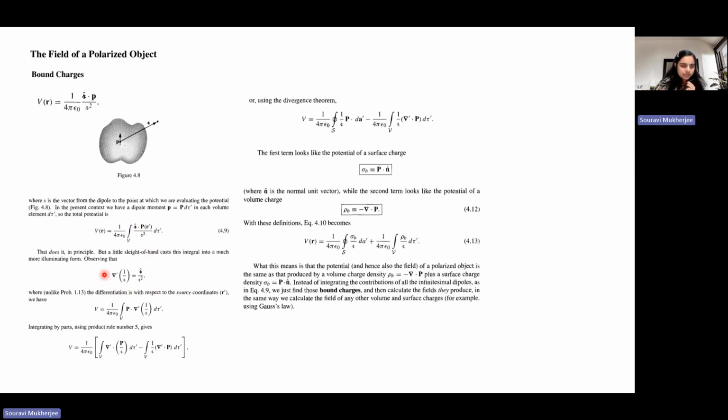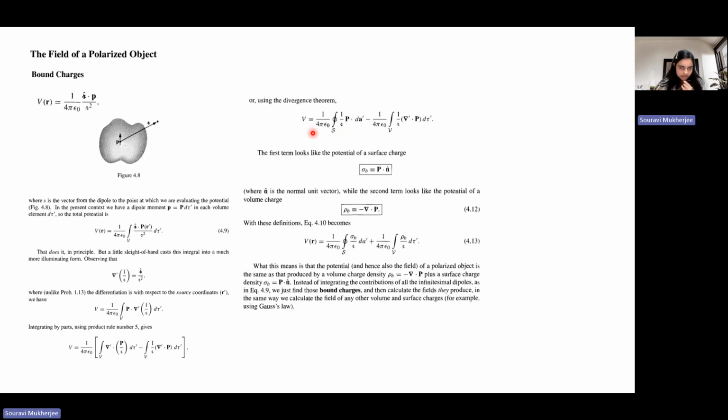Then we did some reorganizations. These are just mathematics where we are trying to write it in a more simplified form by using different properties of vector algebra. When you do that, the result you get at the end is very interesting. It tells us that the electric potential generated from a polarized object can be written as the potential that comes because of a surface charge.